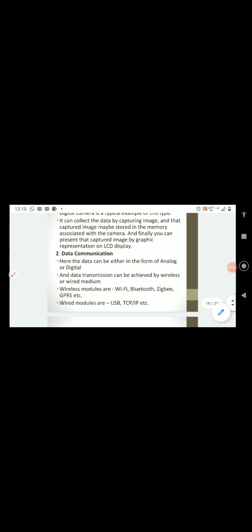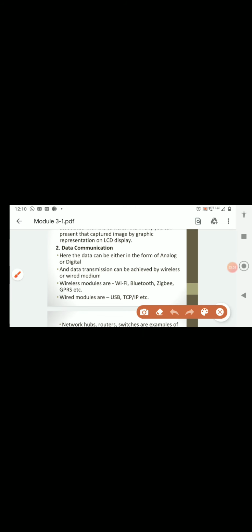The next one is data communication. Here the data can be either in the form of analog or digital.